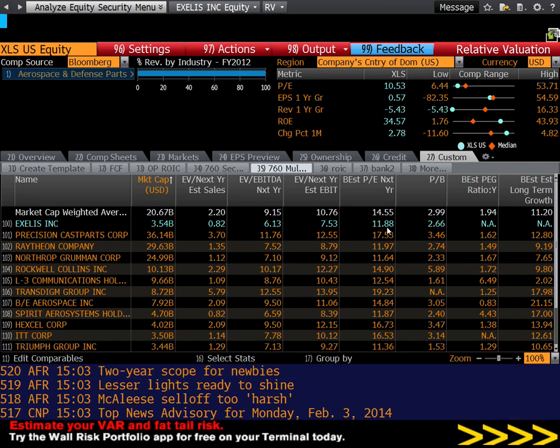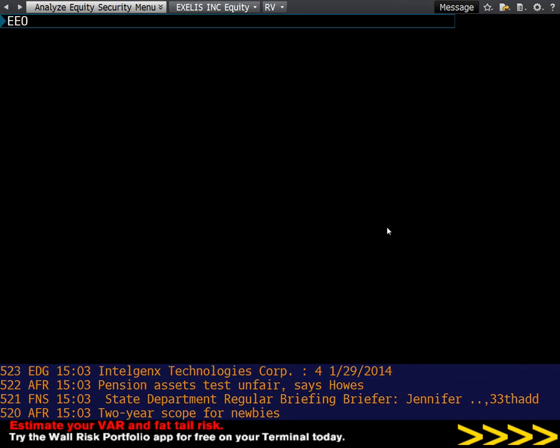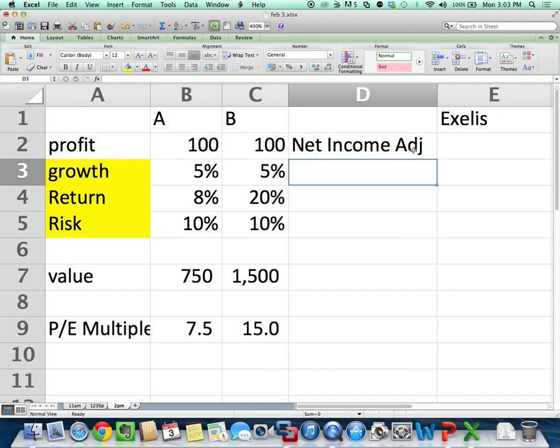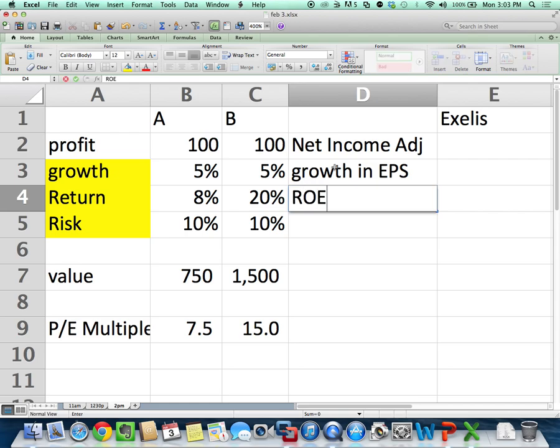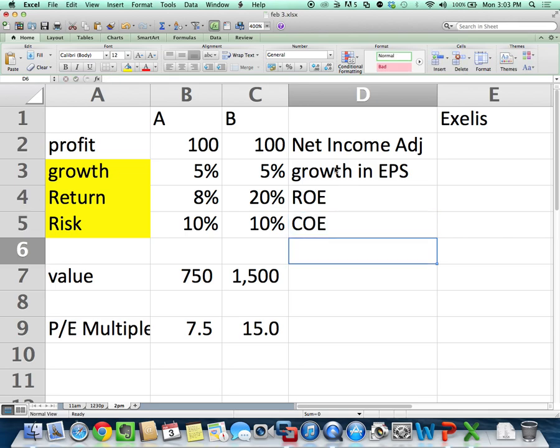So back to the earnings estimates. Net income adjusted is the earnings that I care about. Growth becomes growth in earnings per share. Return becomes return on equity. And since I'm discounting the equity cash flows, the risk becomes the cost of equity. So I have to change what I'm putting into the formula, but it's the same formula, because I'm just doing equity cash flows as opposed to free cash flow.